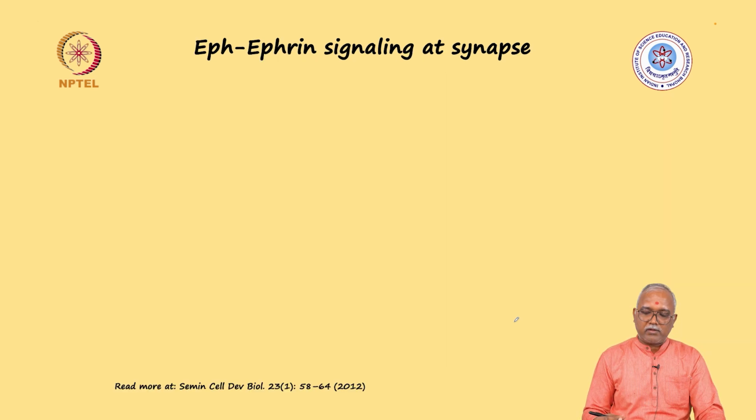Now if you think about the signaling which happens at the synapse, because I told you an example of how a growth cone was moving forward and when it gets into a productive engagement it retracts and moves into the other direction where it does not get into a productive engagement.